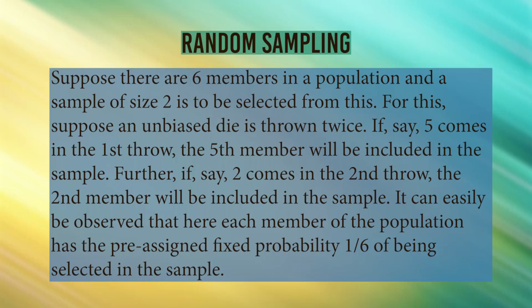Suppose there are 6 members in a population and a sample of size 2 is to be selected. For this, suppose we throw an unbiased die twice. In the first throw, if 5 comes, then the 5th member I can select in my sample. I throw it again. If I get, say, 2, then the second member will be included in my sample. So you see, it can easily be observed that here each member has probability 1 by 6 of being selected. That means there is an equal chance of selecting each member into my sample. So this is random sampling. That is, each member has a pre-assigned fixed probability of being included in my sample.